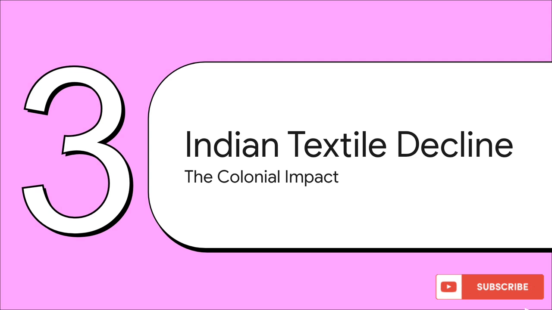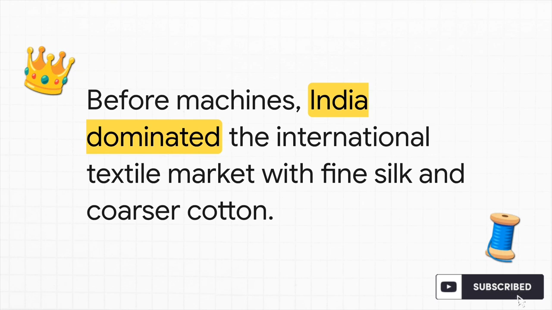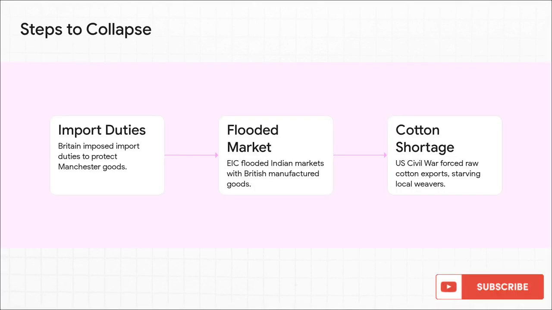All right, Section 3. Decline of Indian textiles, the colonial impact. Let's cross the globe over to India. It is honestly incredible to realize that before the age of machine industries, India was the absolute, undisputed king of textiles. I mean, silk and fine coarser cottons from India completely dominated the international market. Indian merchants and bankers managed this massive, highly profitable export network. But then, literally everything changed.